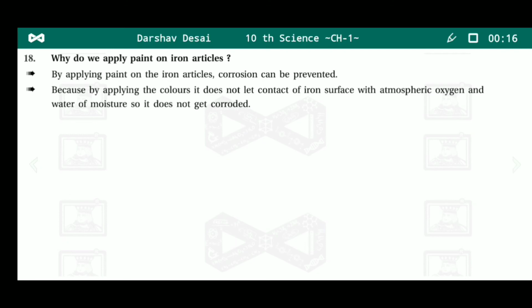Exercise 18 and 19. So this is the last video lecture for chapter number 1. Why do we apply paint on iron articles? As we discussed in the corrosion and rancidity topic, corrosion is a natural phenomenon. Corrosion occurs in the presence of atmospheric oxygen and moisture on the surface of iron, silver and copper. So the question is very easy, it is a 2 marks question. Why do we apply paint on iron articles? By applying paint on iron articles, corrosion can be prevented.